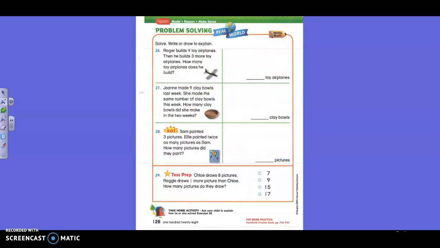I'm going to turn to the next page so we are ready for a hot problem and test prep. Put your pencils in the air when you're done. Okay. Sam painted 3 pictures. Ellie painted twice as many pictures as Sam. Okay, if you're saying twice as many, what do you think that means? Double. If you double 3, how many 3s do you have? 2. 2 3s.